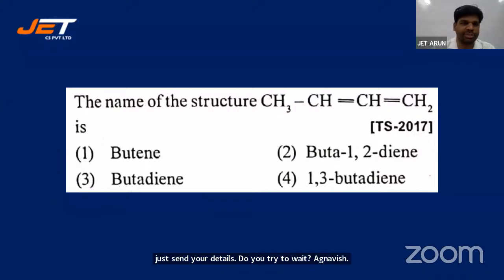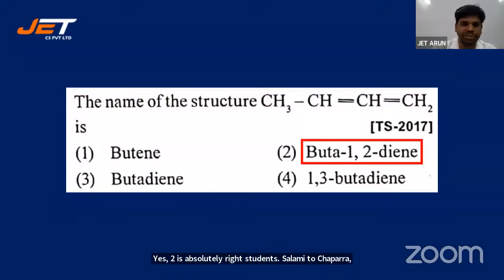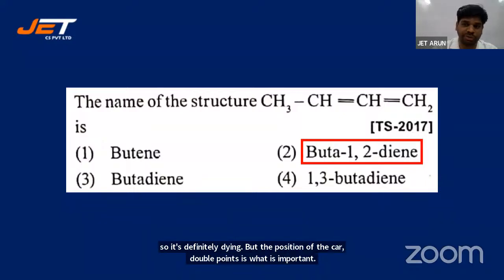Yes, 2 is absolutely right, students. Chalamandi 2 chepparu, but there were students who said 1. 1 is ruled out, students. Adi kaadu. There are 2 double bonds. So it's definitely diene. But the position of the double bonds is what is important. Is it 1,2, 1,3 or 3,4?